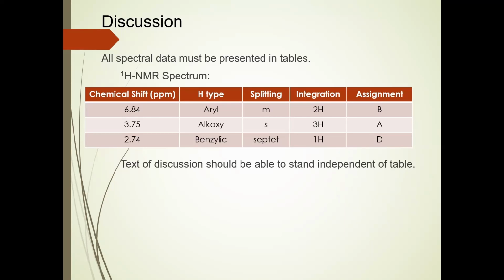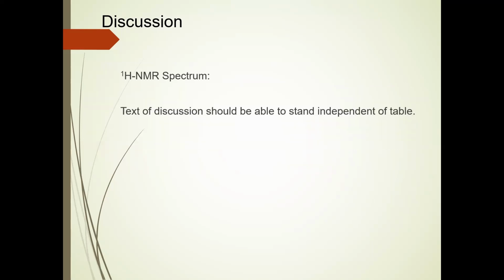Then, of course, you're going to have a discussion of the data, and the discussion should be able to stand independent of your table. Meaning, if I delete the table, I should still be able to understand your text. If I can't read your discussion, the text, and understand it without having to go back to the table, your discussion is deficient. So start off by telling me what is there, and then telling me what it means.